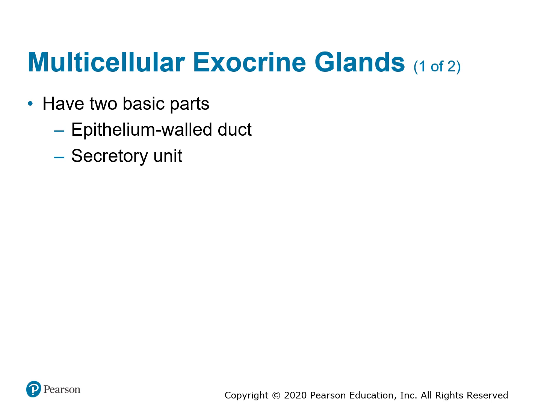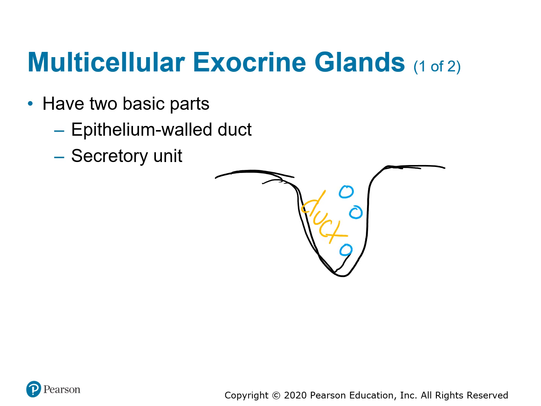Great. So, multicellular exocrine glands have two main basic parts to them, the epithelial walled duct and the secretory units. So you'll have the duct itself, we'll call this the duct, and then the secreting units themselves.